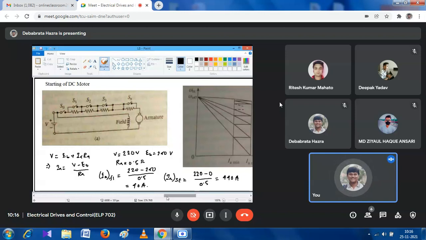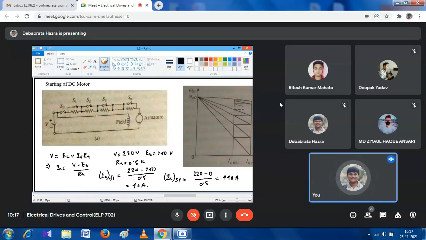So at the time of starting, if we add the external resistance in the path of armature, we can reduce the starting armature current. And suppose there are four resistances connected in series in the armature path. At the time of starting, we just close the S0 switch and open all of S1, S2, S3.